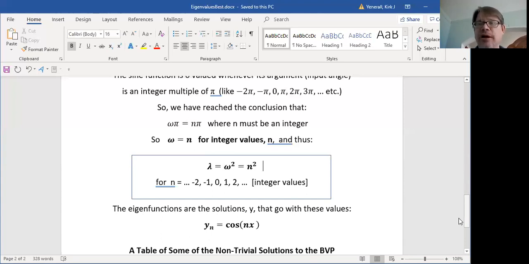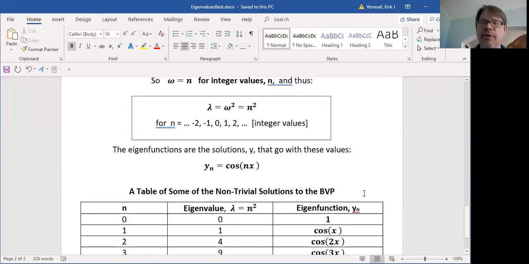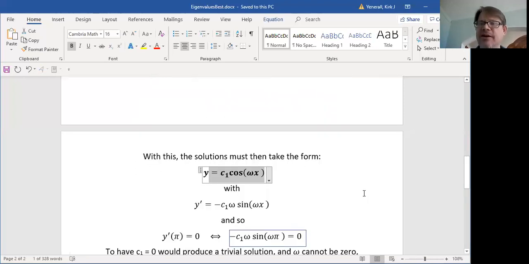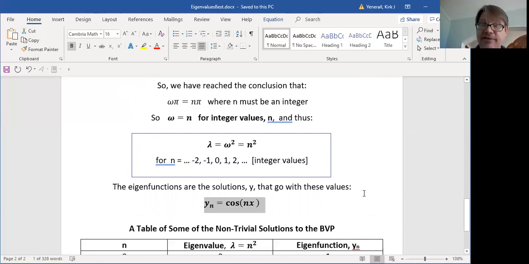And corresponding to each one of the possible integers will give us an eigenfunction. So we said earlier, we knew that the solutions had to be of the form cosine of omega x, but we've just found out that omega has to be an integer. So that means that our eigenfunctions are going to take this form. We might call them y sub n equals cosine of nx, where n, again, must be integer valued. For integers n, the cosine of nx will be a solution that we refer to as an eigenfunction.